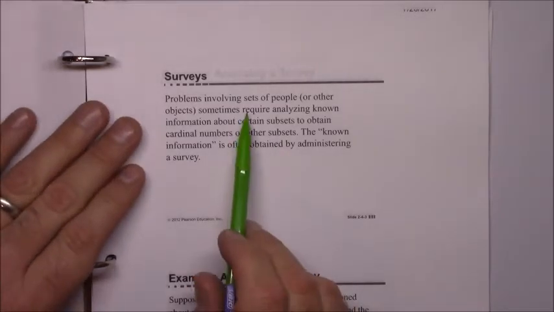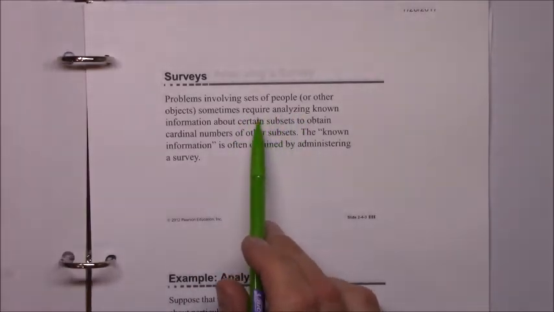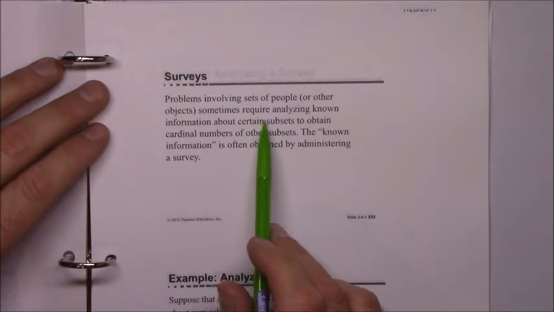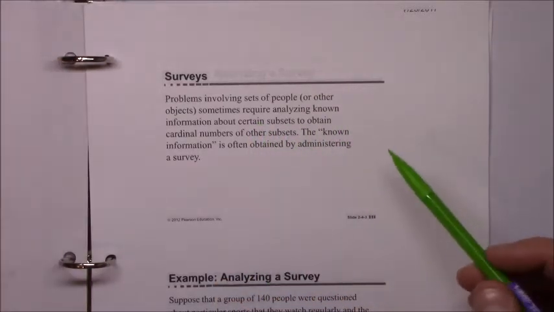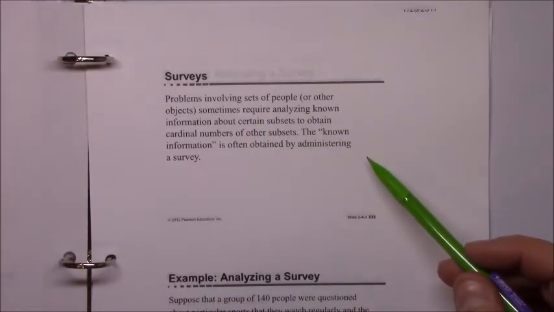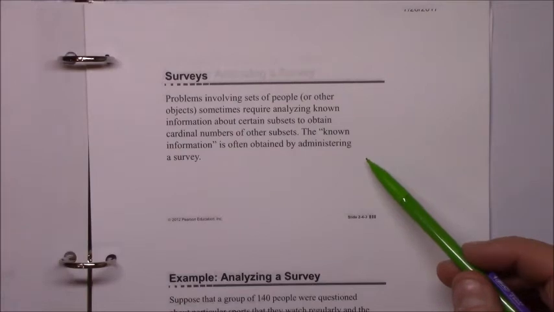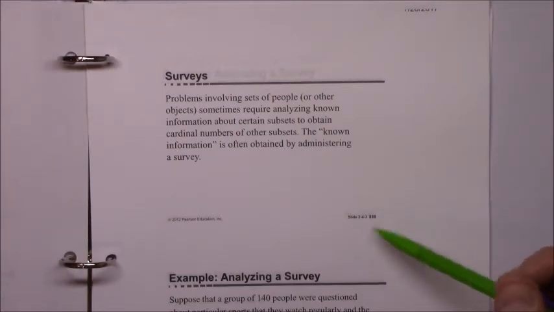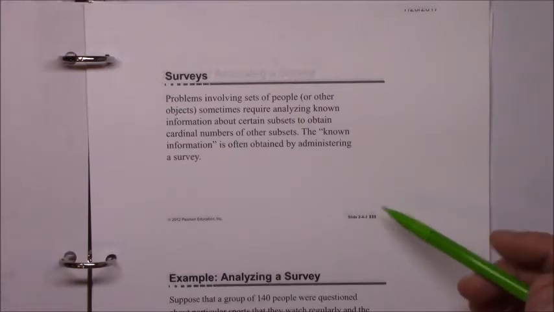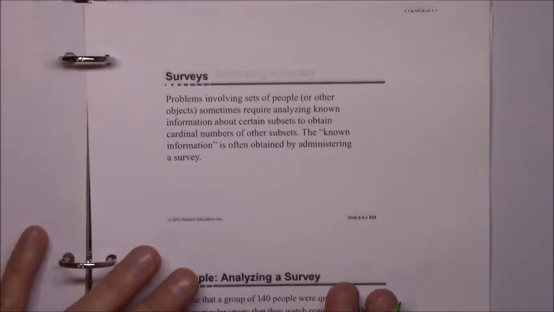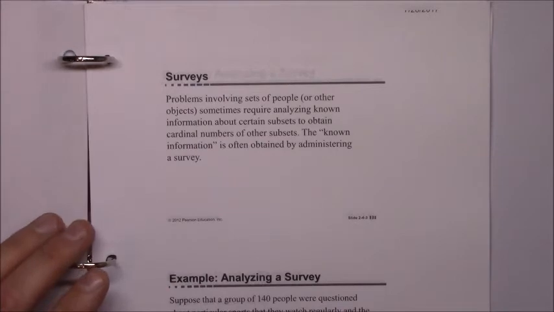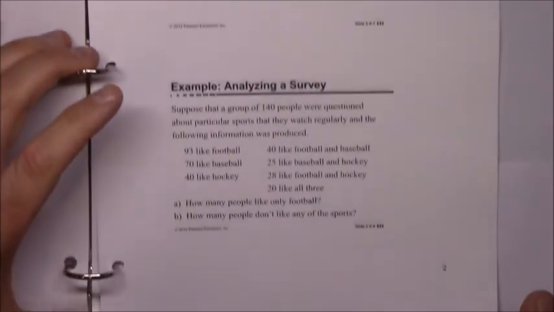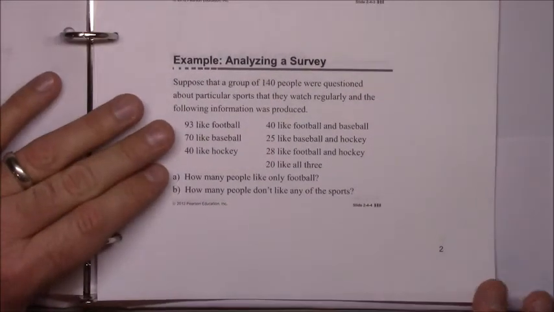So problems involving sets of people or other objects sometimes require analyzing known information about certain subsets to obtain cardinal numbers of other subsets. The known information is often obtained by administering a survey. So you might conduct some sort of survey with a group of individuals to find out all sorts of different types of information.